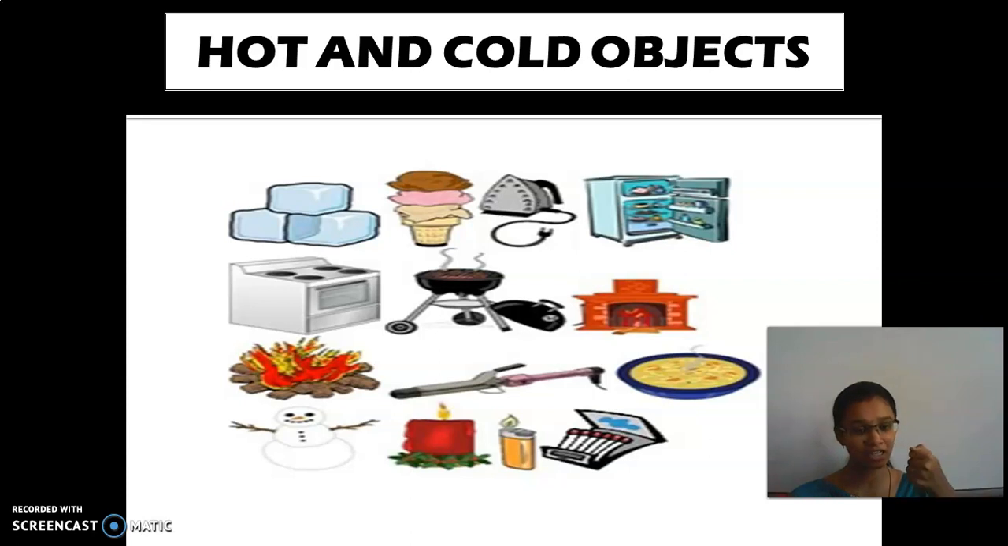For example, consider the torch. If you glow that, light is produced from that torch. If you touch that, heat is also produced. Keep in mind, if light is there, heat is also there. Okay, shall we go to the next one?